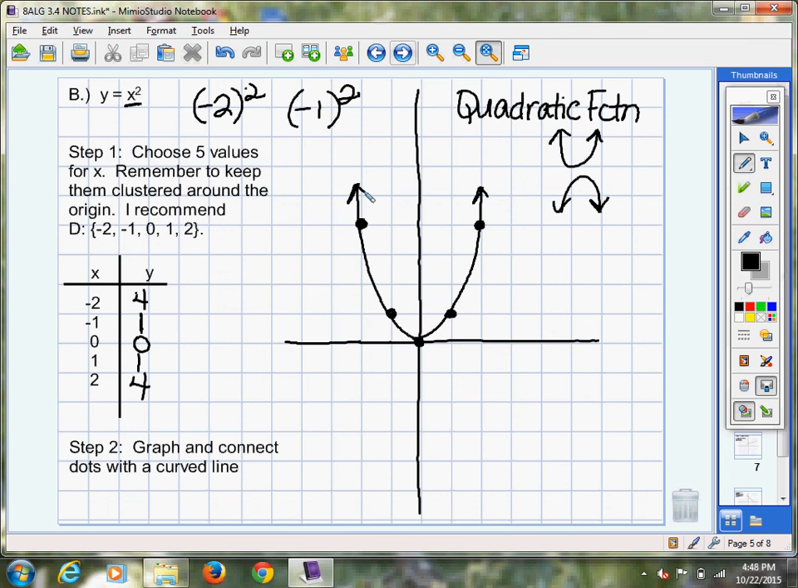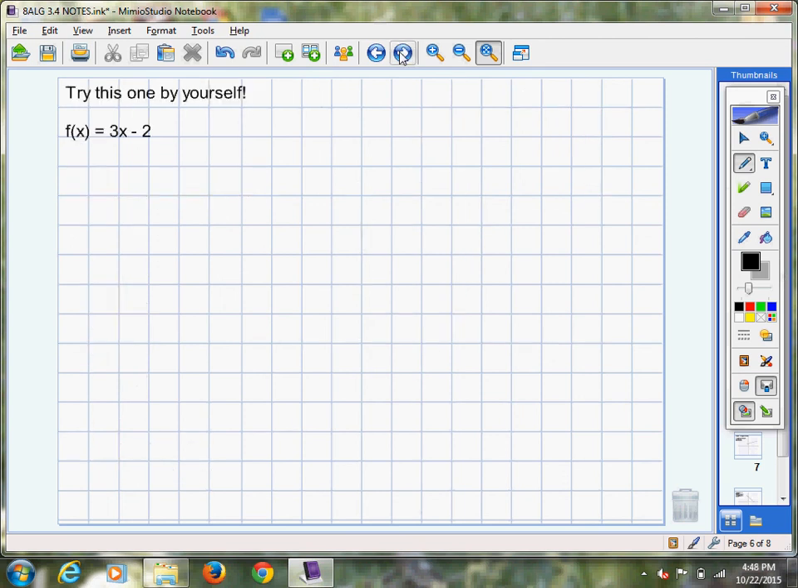What we want to learn today is how to choose 5 values, plug them in to find the y, and graph the points, and thus graph the function. That's what we're after today. That's our goal today. All right, this one I left for you. Try this one by yourself. Remember, y is already by itself.